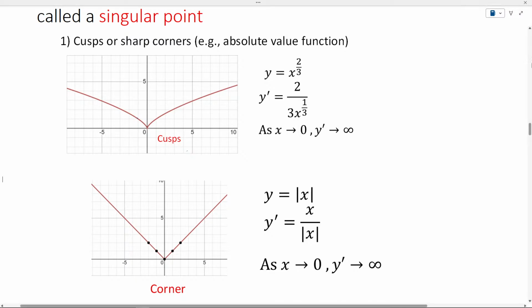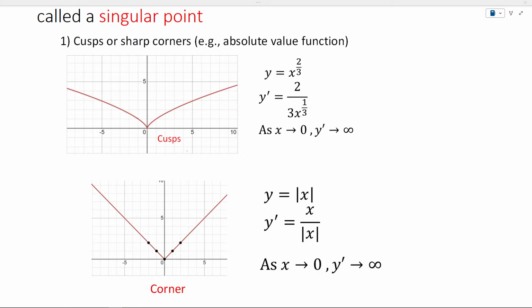So that is the definition: one type of singular point is when you see this sudden change in your function. So your function is here, and then you see the sudden change in your function, not a smooth transition. And that is a sudden change in direction, making it impossible to define a derivative.